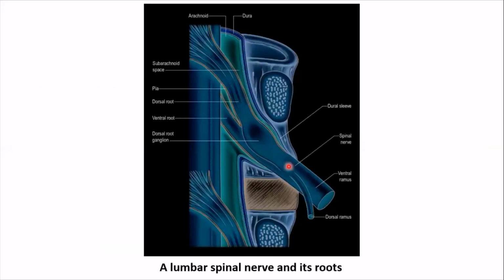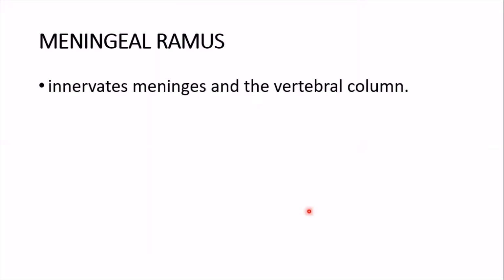This picture I've already shown you, right? You can see again, this is the lumbar spinal nerve and its roots, and then the rami. I told you, till this portion it is described in the previous section. So this is the spinal nerve, right? And it divides into the ventral ramus and the dorsal ramus. This also contains a meningeal ramus. It innervates the meninges and the vertebral column.